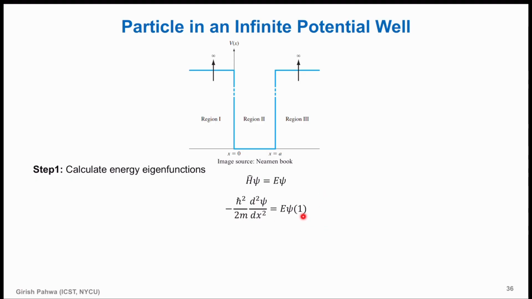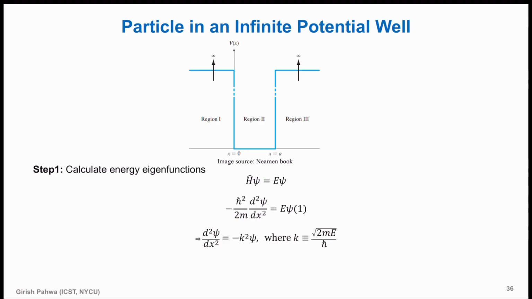Now how do I solve it? We have already solved it. So what was the solution? You can write 2mE over h bar square and denote that with some k square. K is given by the square root of 2mE by h bar.